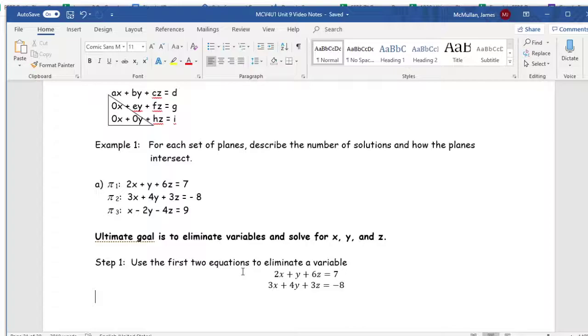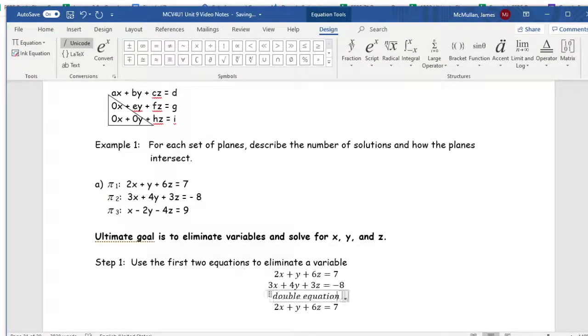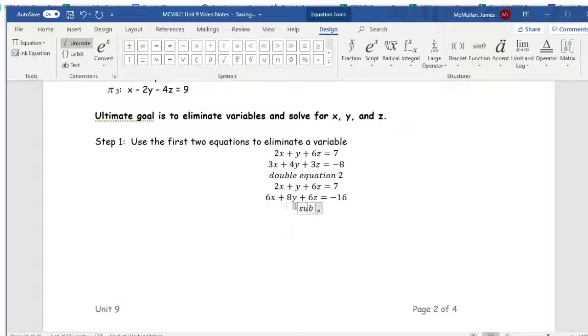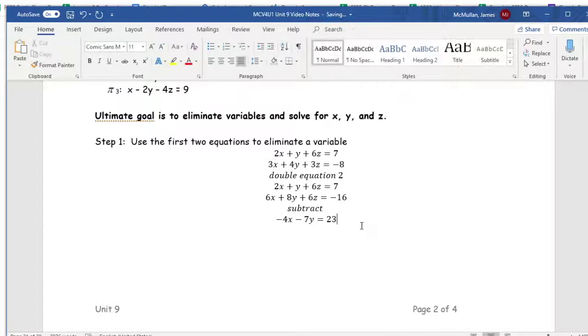Let's just say. So what do I do to eliminate z? I'm going to take equation 1, and then I'm going to double equation 2. So 6x plus 8y plus 6z equals negative 16. Right? I'm allowed to do that because this equation and this equation are in fact the same. Everything's been multiplied by 2, but it would still create the same plane. Then I'm going to subtract, and I get 2 take away 6 is negative 4x, y take away 8y is negative 7y, 7 take away negative 16 is 23. Okay, so I've created a new equation.